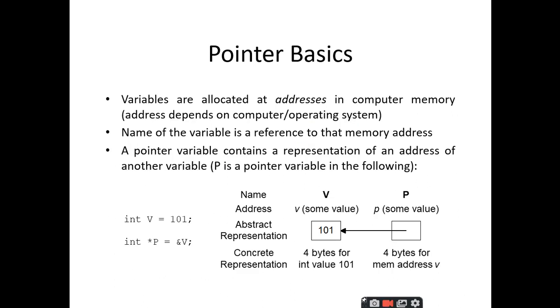So we are again discussing the basics of pointers. Variables are allocated at addresses in the computer memory, and the name of the variable is a reference to that memory address, and a pointer variable contains a representation of an address of another variable, right.